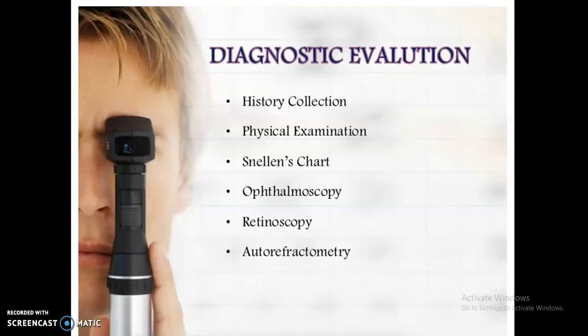Then coming to the diagnostics, as with all the things we have discussed, we will be using history collection, then physical examination, Snellen's chart, ophthalmoscopy, retinoscopy, and autorefractometry. These are the different diagnostic evaluations we use to identify the specific problems of the eye.